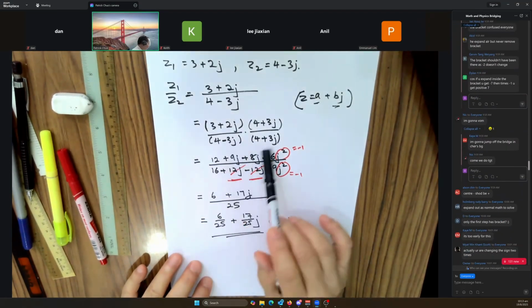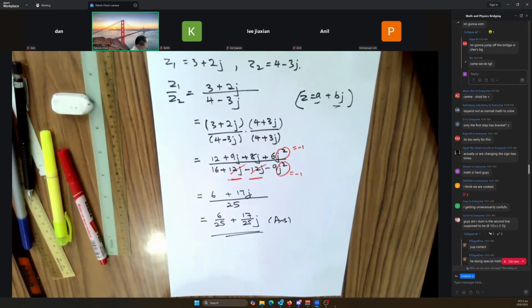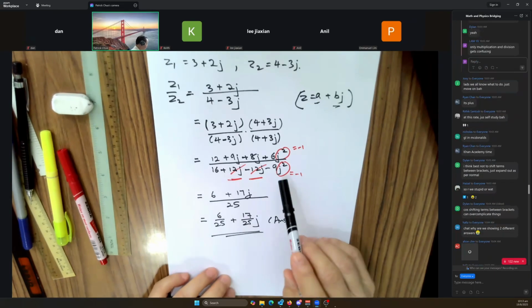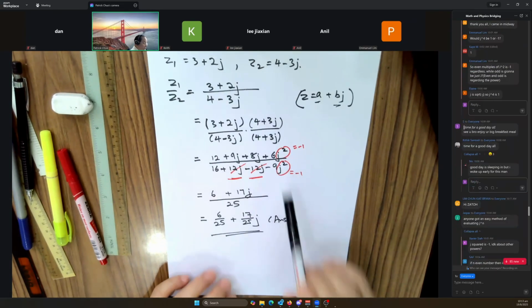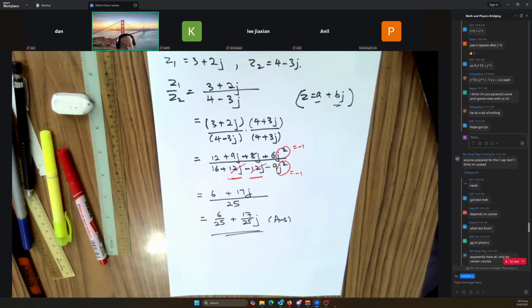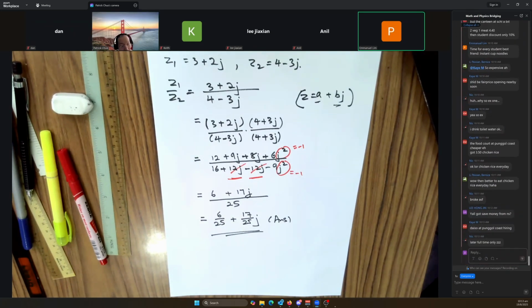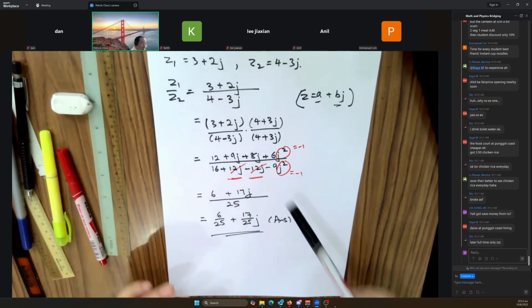In the numerator, then it'd be more complicated. So if you have j to the power of 3 in the denominator, j to the power of 3 is j squared times j. J squared is -1, so we end up with a j. Still have a j in the denominator.